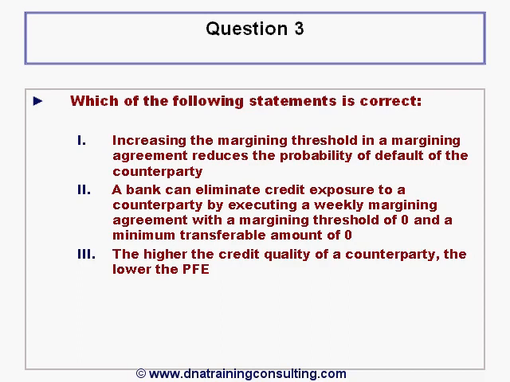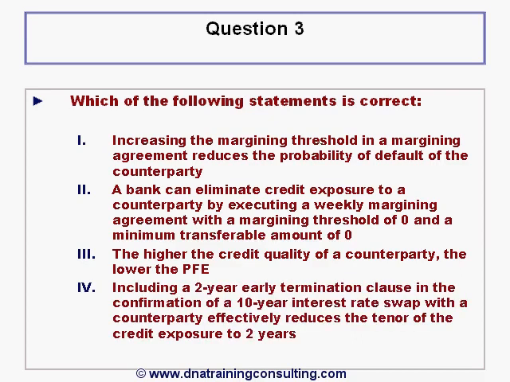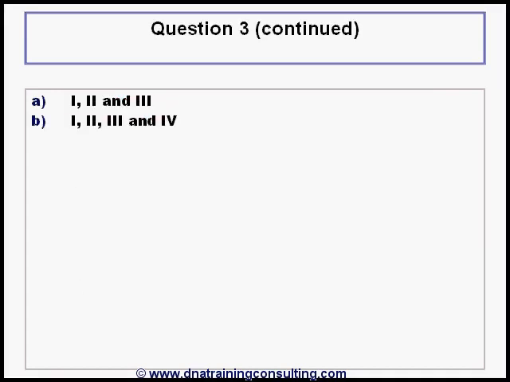The higher the credit quality of a counterparty, the lower the PFE. Including a 2-year early termination clause in the confirmation of a 10-year interest rate swap with a counterparty effectively reduces the tenor of the exposure to 2 years. Here are the 4 permissible answers.